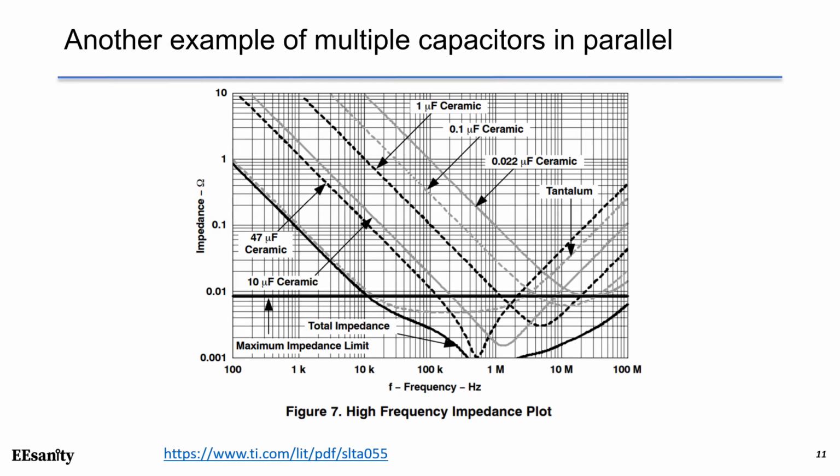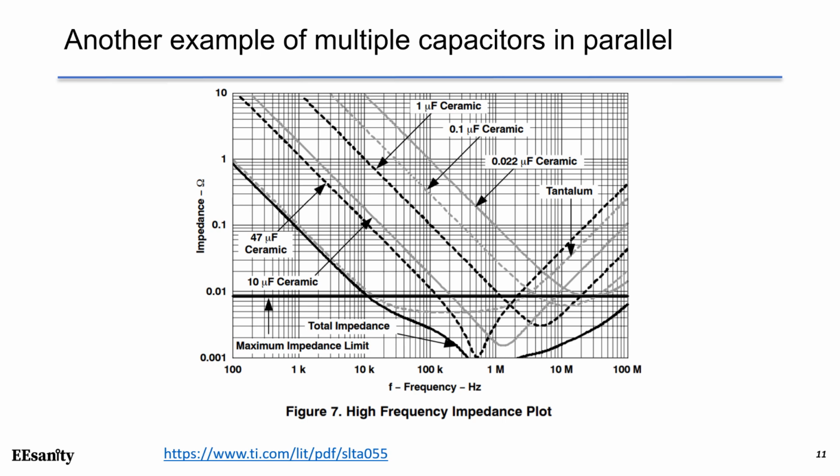This plot is coming from an application note from TI. It shows multiple capacitors in parallel in order to achieve low impedance. We have multiple different ceramic capacitors and titanium capacitors in parallel in order to achieve low impedance over a wide range of frequency, all the way up to 100 MHz.